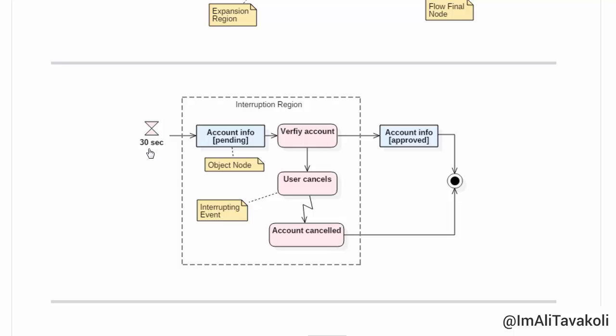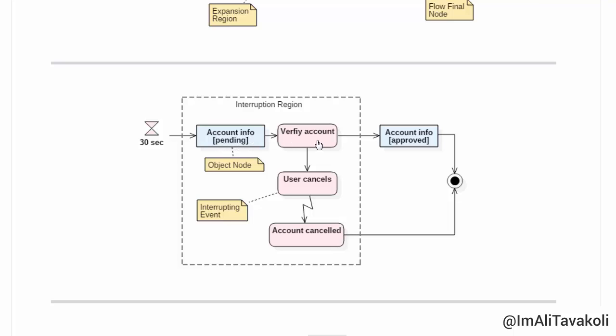So after 30 seconds, we will come to an interruption region, because here we will have an interrupting event. We will show an interrupting event by this arrow like this. So here we will have data that we are going to use in our system. We will show data with an object node. What is the data? It's account info, and its state is currently pending.